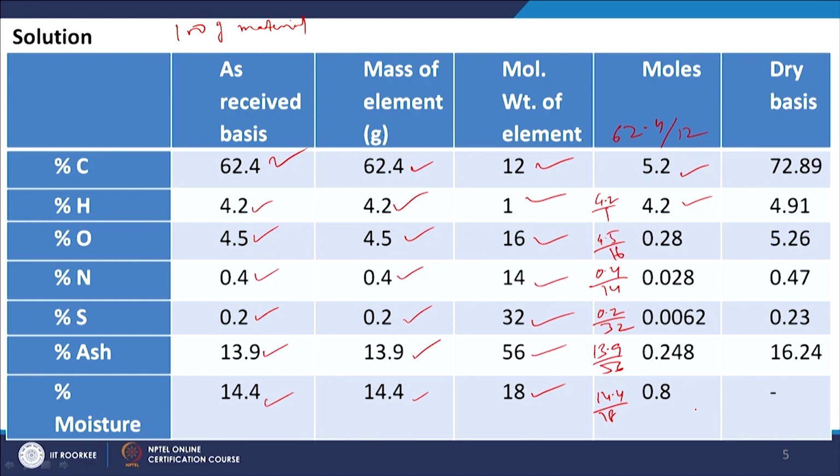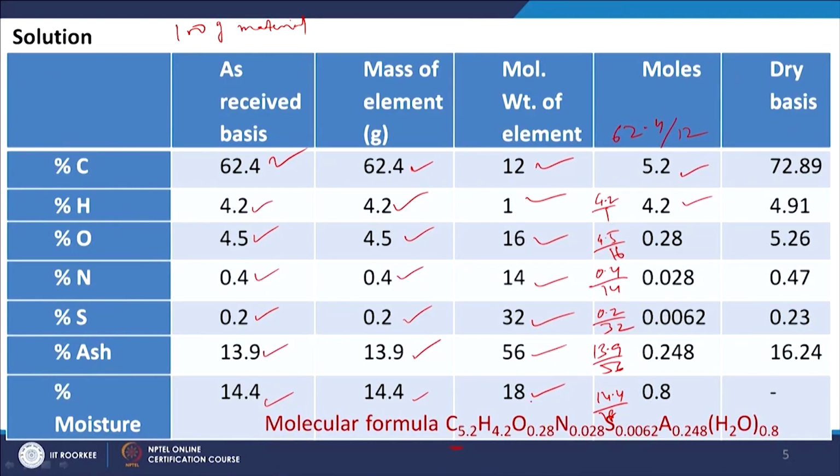So, these are the moles present in this total 100 gram of the sample. So, we can write the molecular formula: C 5.2, H 4.2, oxygen 0.28, nitrogen 0.028, sulfur 0.0062, ash 0.248 and H2O 0.8. Once we have the molecular formula, then we have to calculate the heating value both on as received basis as well as on dry basis.